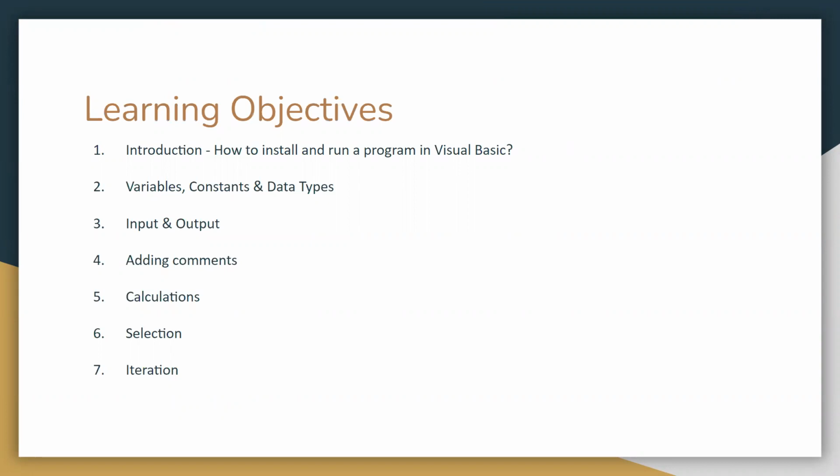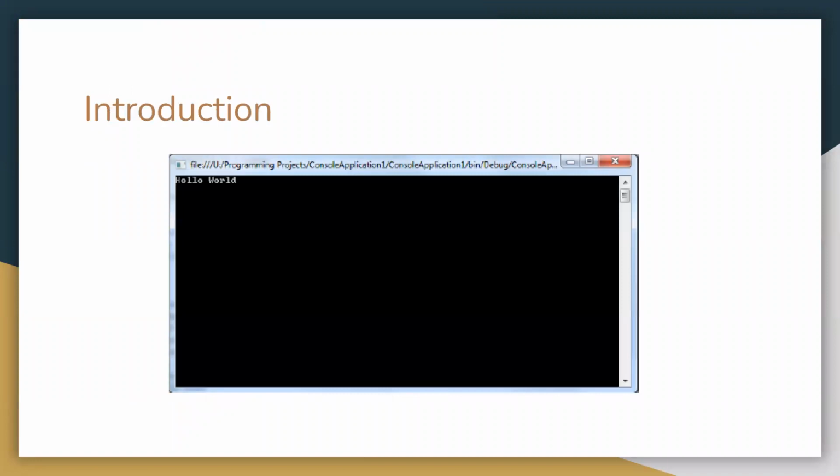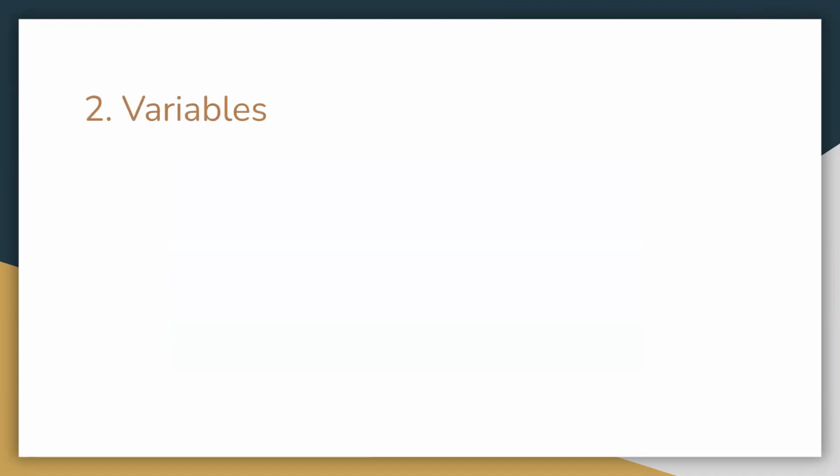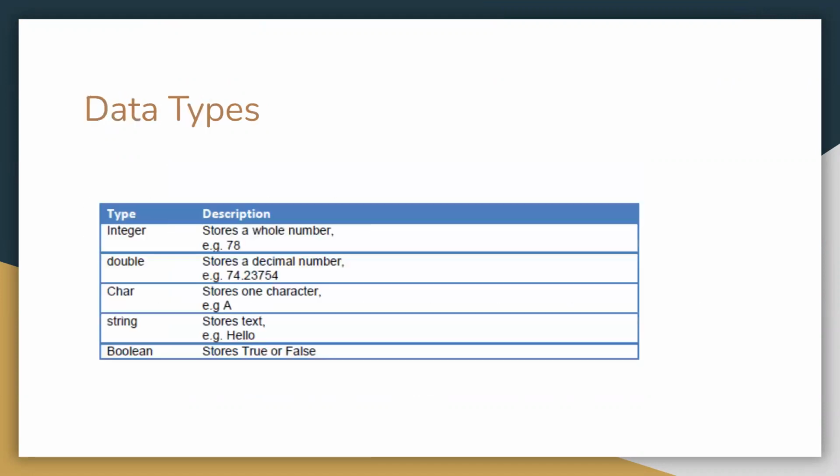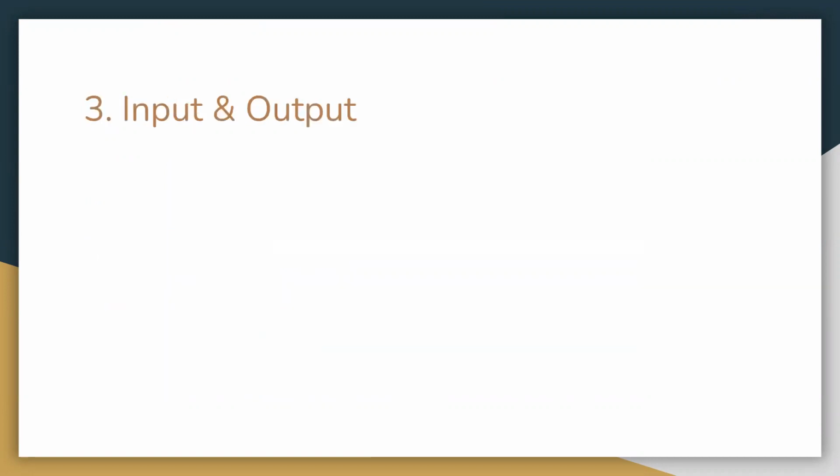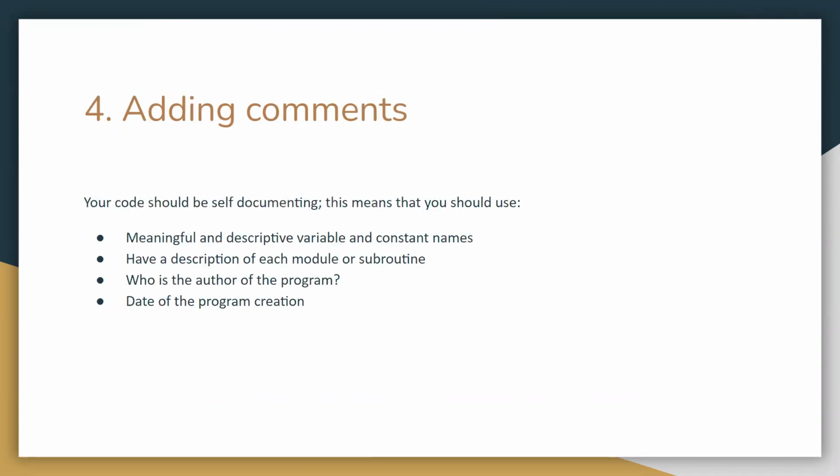So this is a quick recap of what we covered last time. The aim is to run a program in console. You need to know how to declare variables, what the different data types available in Visual Basic are, how to output something to the user, and then how to capture the input from the user. And finally, in order to document your code well, how we write comments.